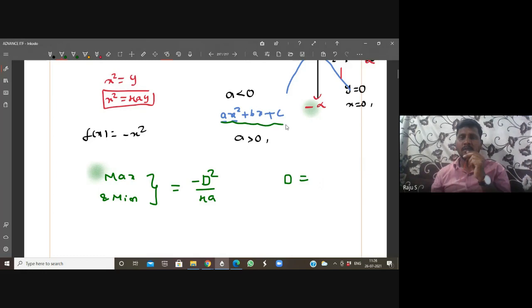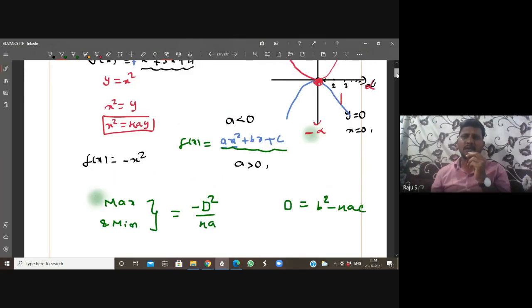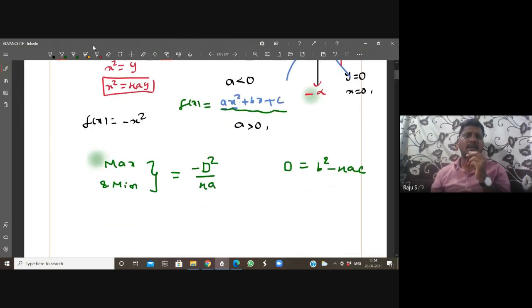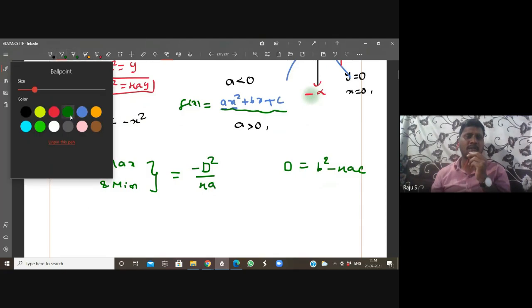Okay. So if the given function is a quadratic equation ax square plus bx plus c, the maximum or minimum value is given by only one formula, that is minus D square by 4a, where capital D is equal to b square minus 4ac. You may get doubts, sir, it is the same formula, so how can we say whether it will give minimum or maximum?